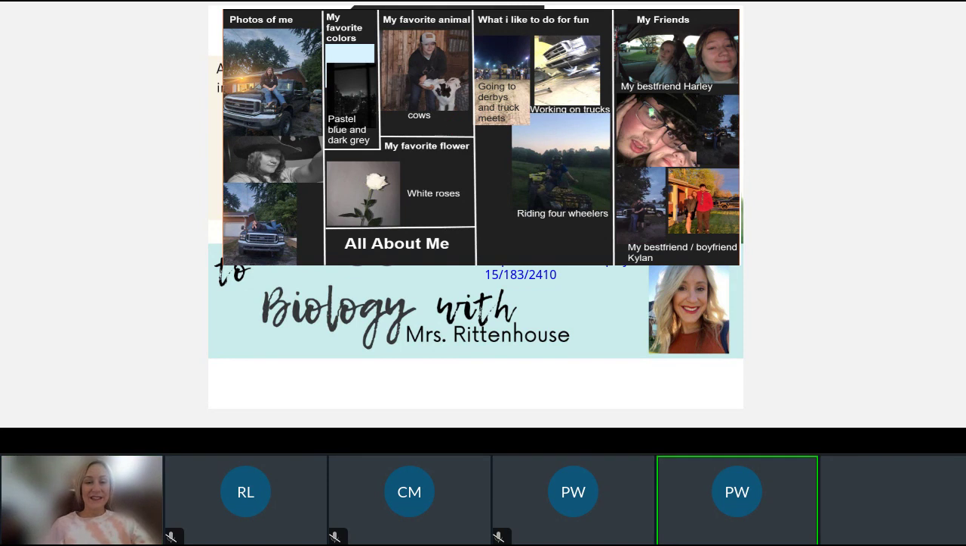In the photos of me, the truck, that's the truck that my boyfriend and I have been working on. This truck over here? Yeah. Or over here? It's both. It's the same one. Awesome. So what do you guys do? You fix it, or do you just soup it up?